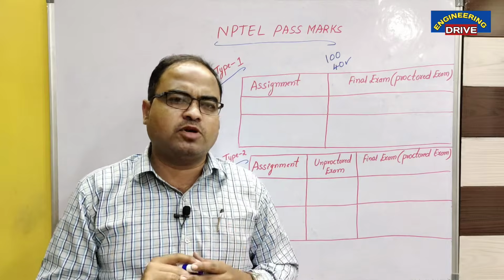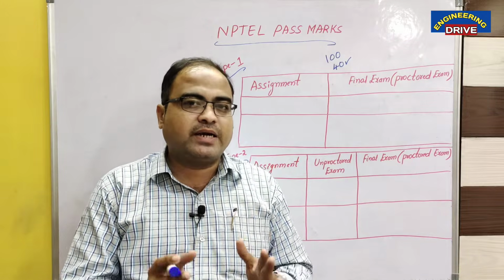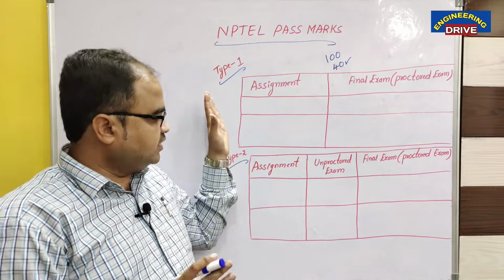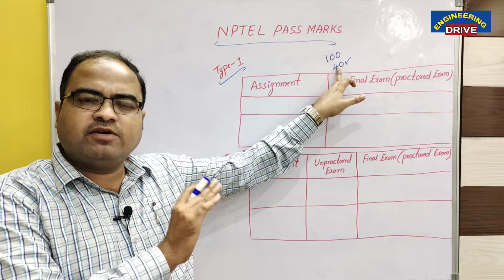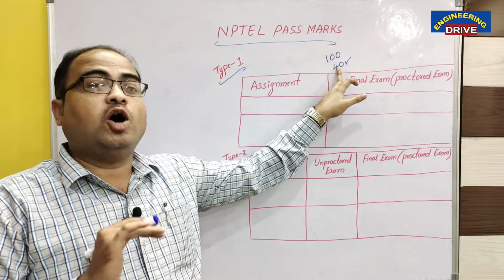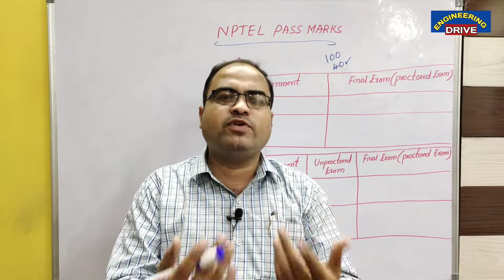Now, it looks very simple. Sir, out of 100, we need to get 40. It is very simple, sir. But where will the problem come? Now, this is the table. Yes, we know that out of 100, we need to get 40. But how do we need to get 40? Whether only one exam will be there, and in that exam only we need to get 40?